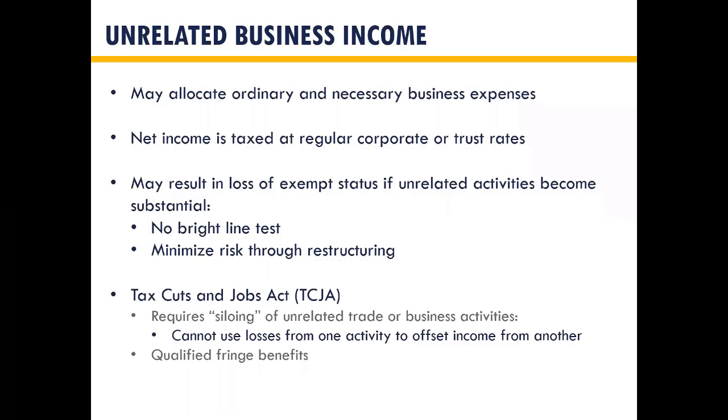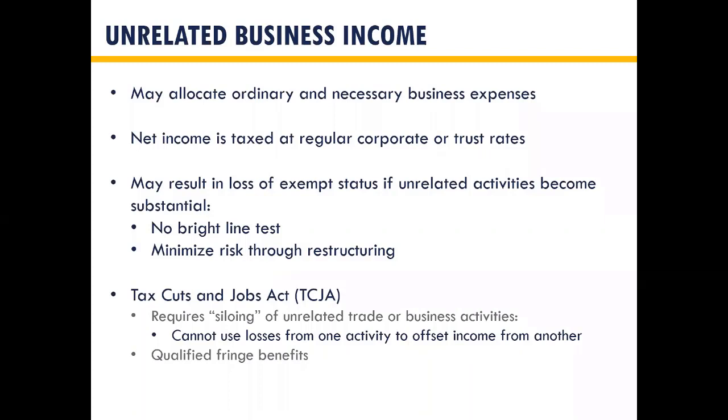I'll note that there is really not a bright line test for UBI, and the rules are that tax-exempt status can be jeopardized if the unrelated business activities become substantial or become a large part of the organization's operations.